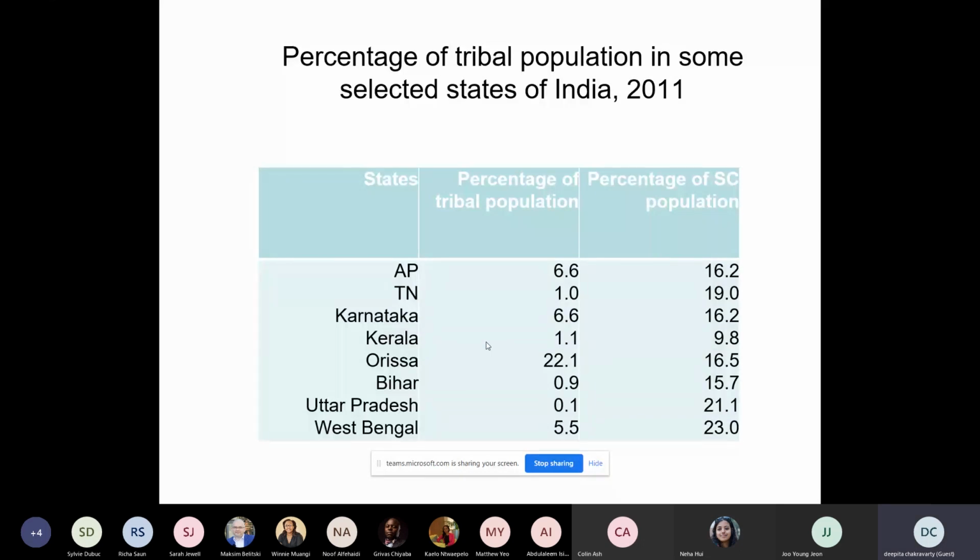This is the data that tells you the percentage of tribal population in these six or seven states of India about which I'm concerned with. You can see that Orissa actually stands apart in a very significant way. About 22% of the total population of Orissa is tribal population. Now, this has a very important significance. What is that significance?